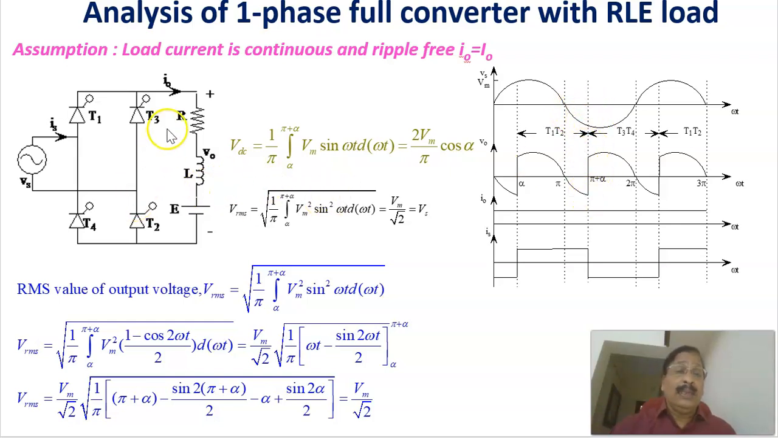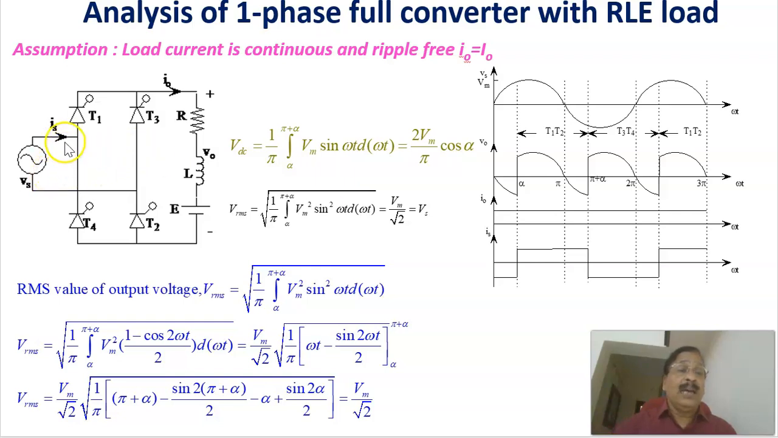When T3 and T4 are fired, the voltage here is positive with respect to here, so T1 and T2 are getting a reverse voltage. T3 and T4 are called the incoming thyristors at this instant, and T1 and T2 are the outgoing SCRs. When the incoming SCRs are fired, the outgoing SCRs get reverse biased and are turned off.